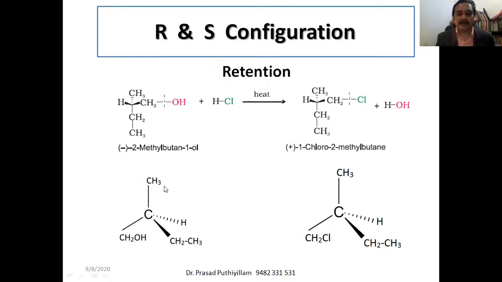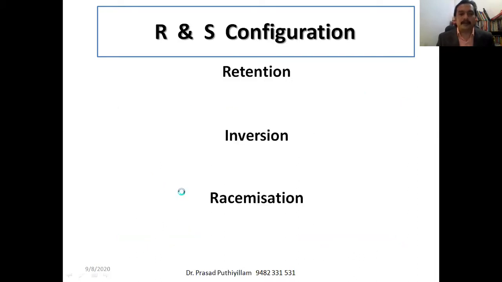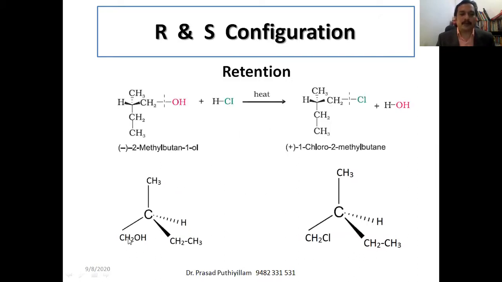Now we need to take the second point, that is the atoms which are connected to that carbon. Here it is hydrogen, here oxygen, here carbon. So for CH2OH, oxygen has a higher priority. Therefore, CH2OH gets priority number one. The second priority goes to CH2CH3, because a carbon is connected, and the third priority goes to CH3.